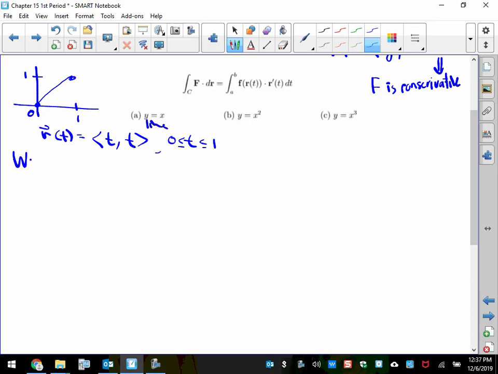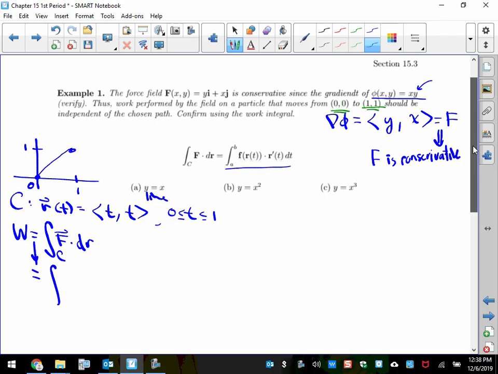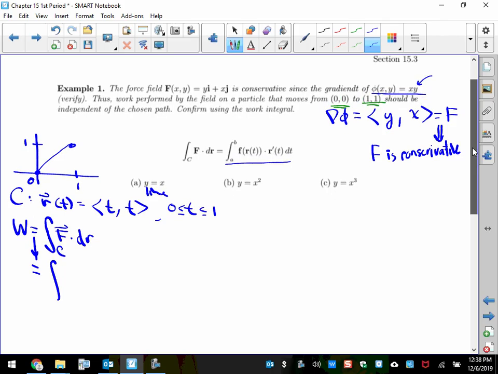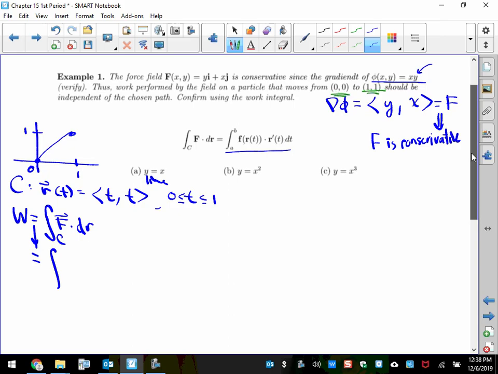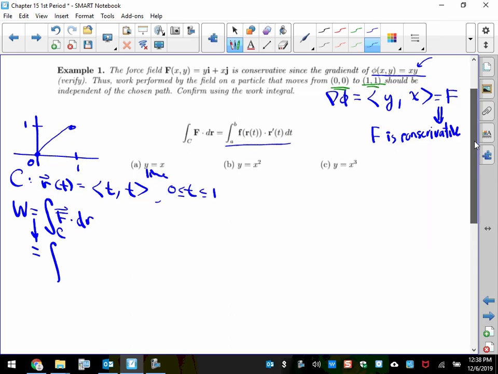So the work accomplished is the integral over this path C here, of F, the field, dot dr. And this is going to be equal to the definition here. The conversion is given right there. So F is our function, which was given up here, is (y, x). That's the vector field, and phi is xy. That was just to verify that the field is conservative.